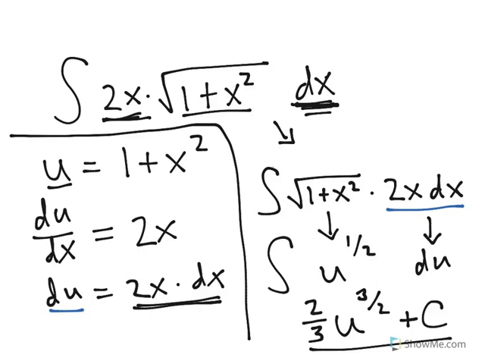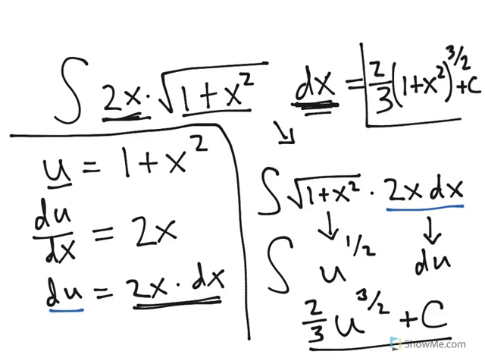We're almost done. But the problem is we have a u in the problem, and the original problem didn't have a u in it. The original problem had an x in it. So we should really go back and substitute back in. We substituted to go from x's to u's. We really should substitute backwards to go from u's to x's at the end after we've taken the integral. So really our answer at the end shouldn't be 2/3 u to the 3/2. It should be 2/3 times 1 plus x squared to the 3/2, because that's what u was, and then don't forget that plus c on the end.